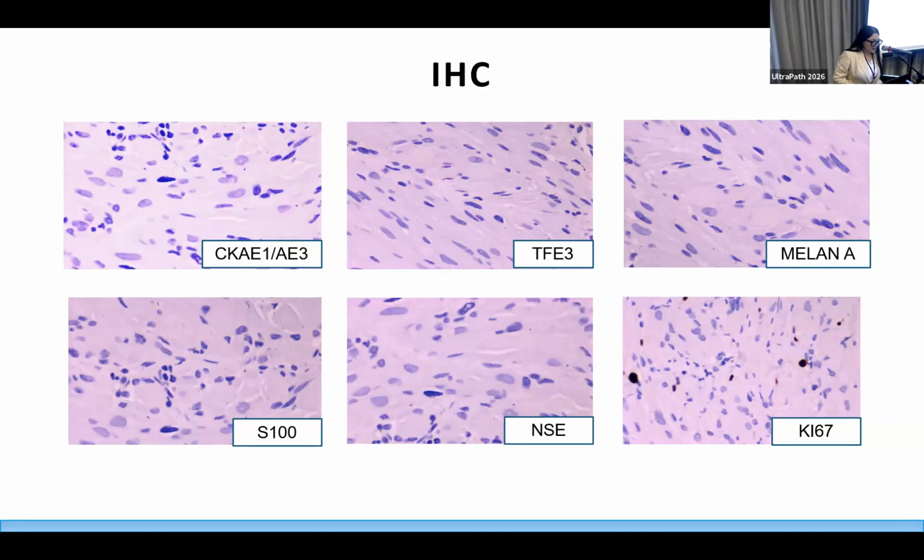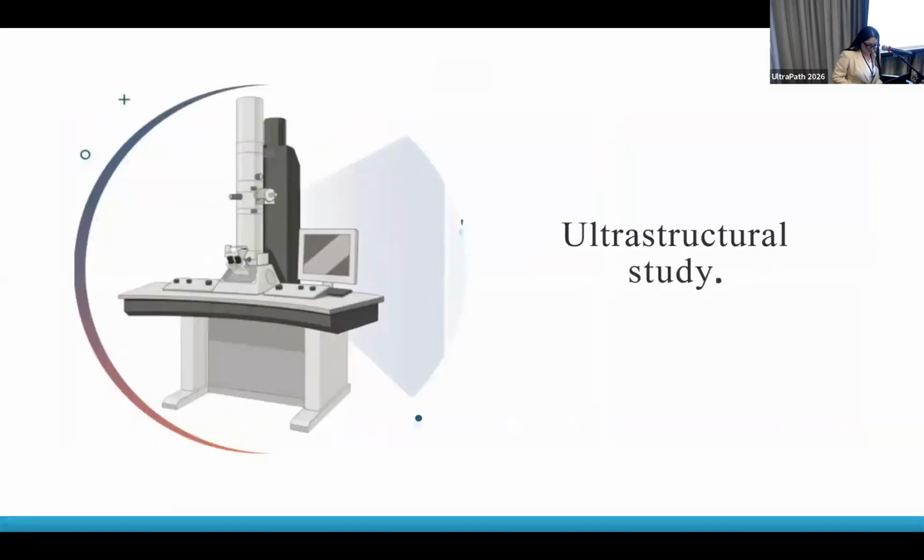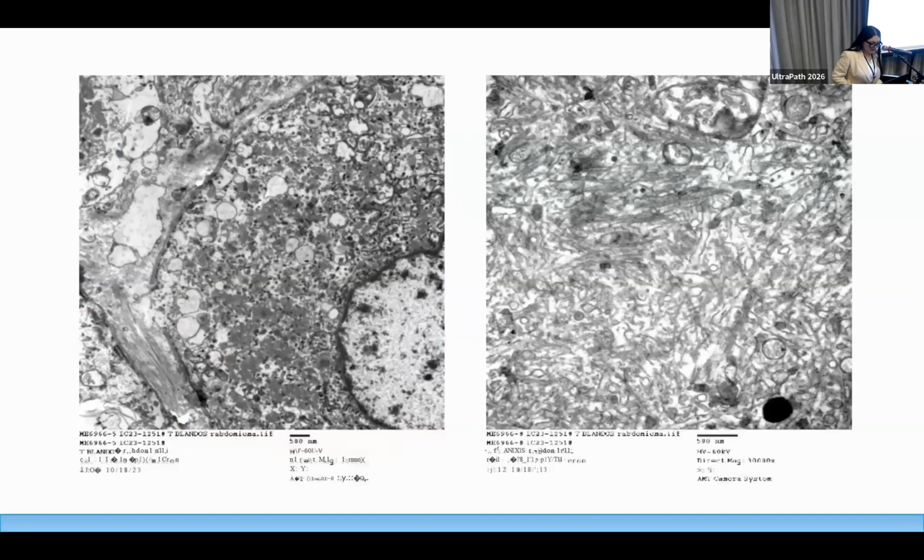We can rule out the possibility of a neural tumor. This was negative for S100 and NSE, and Ki-67 showed very low mitotic activity. It's important to say that we didn't perform a muscular marker, but we decided to perform this ultrastructural study.